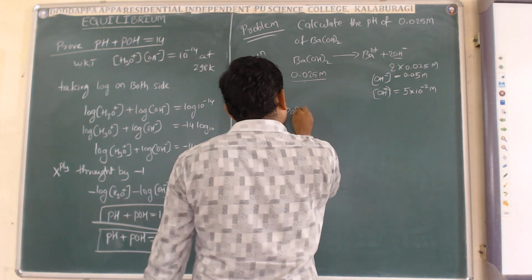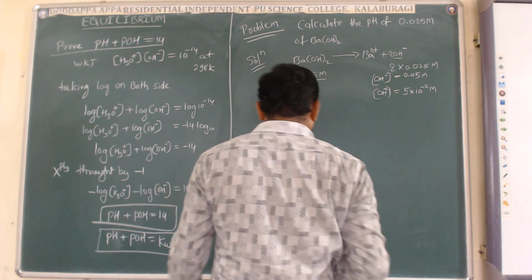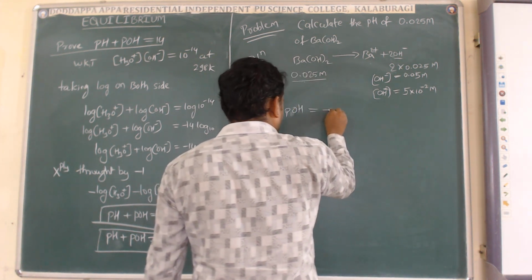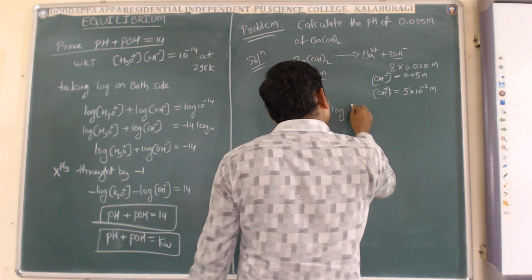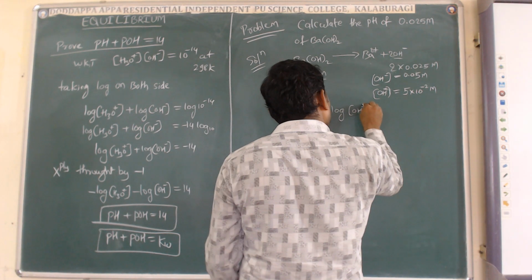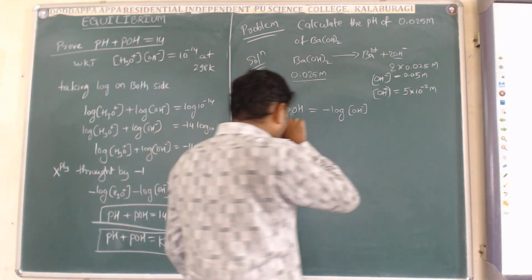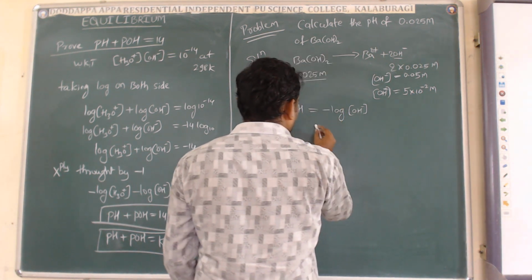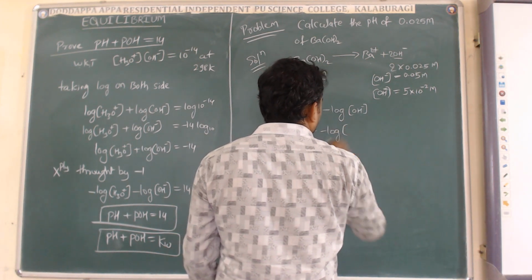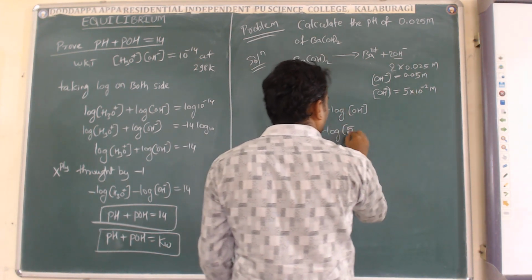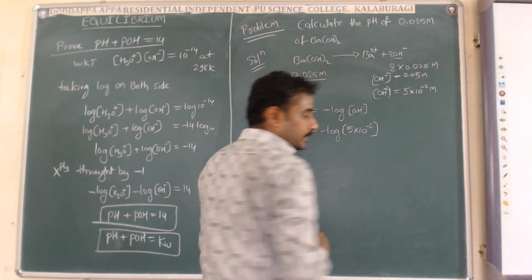pOH is equal to, what is the pOH formula? Negative logarithm of base 10 to the hydroxyl ion concentration. We know the hydroxyl ion concentration, so you write down minus log base 10 of 5 into 10 raised to minus 2.